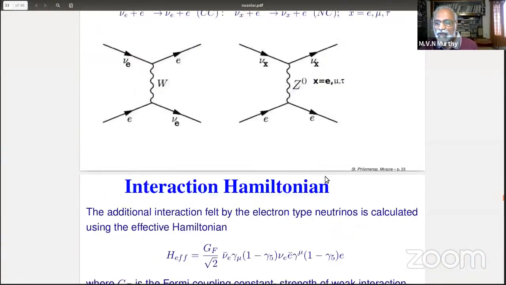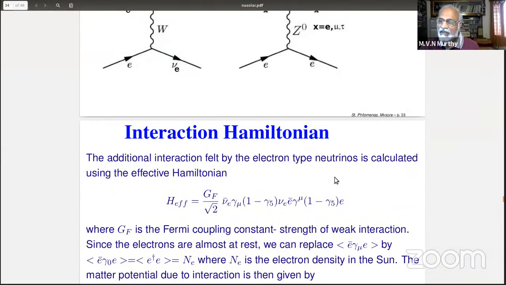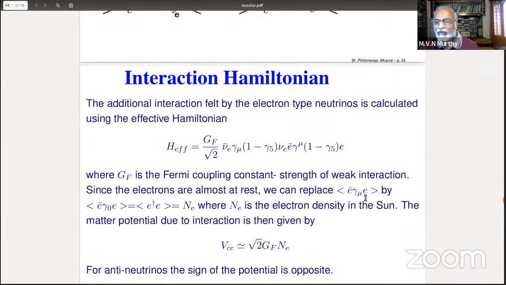Now, how do you calculate this potential? That you have to do using the interaction Hamiltonian. For those who are not familiar, don't worry about it. Using the properties of these electrons in the atoms, which are almost at rest, we can make a non-relativistic approximation of this Hamiltonian. And you can write it in terms of the electron density in matter.